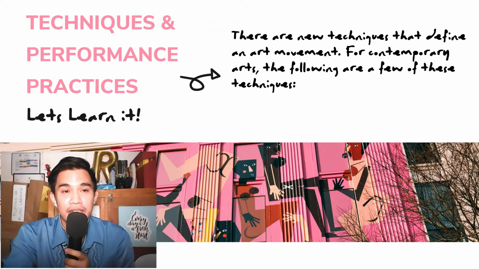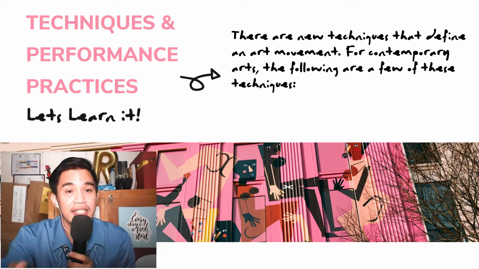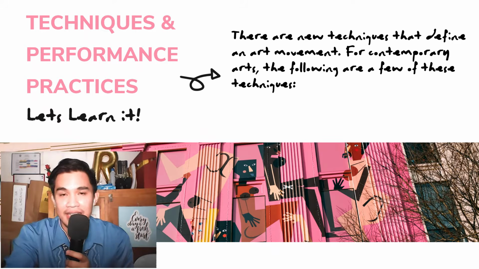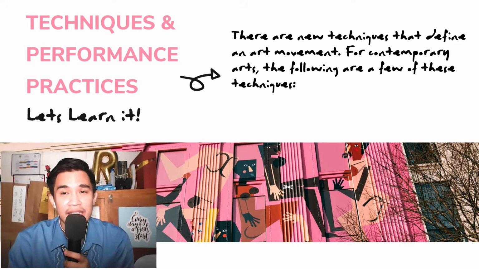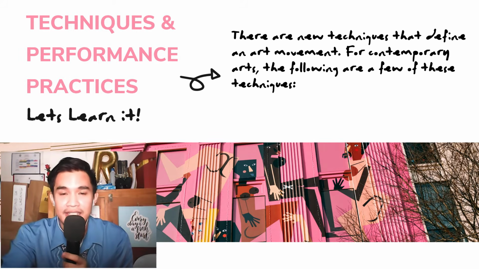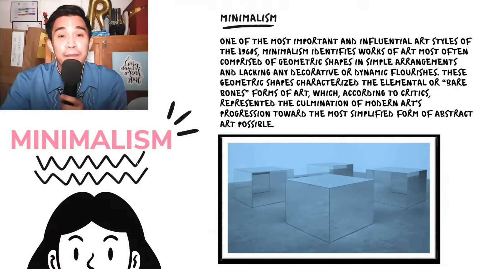So let us begin our discussion with the first lesson, which is all about techniques and performance practices. There are new techniques that define an art movement. For contemporary arts, the following are a few of these techniques. First, we have minimalism. I guess you already have an idea what minimalism is all about.